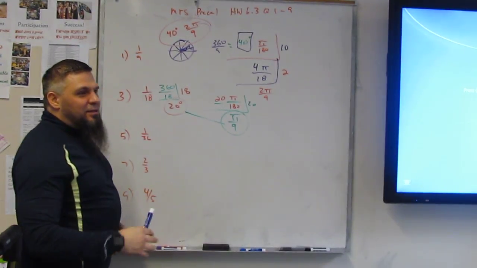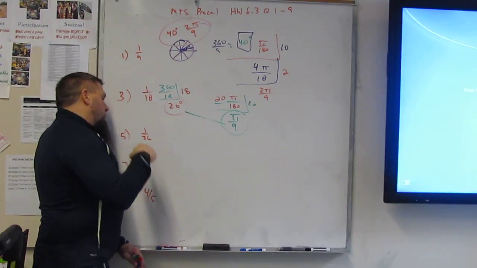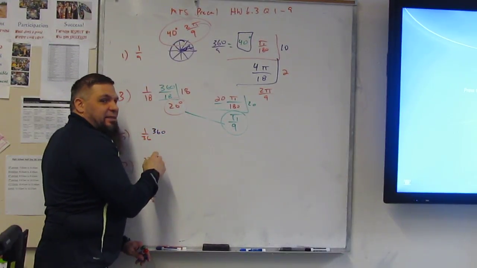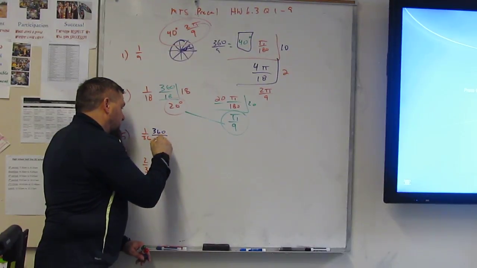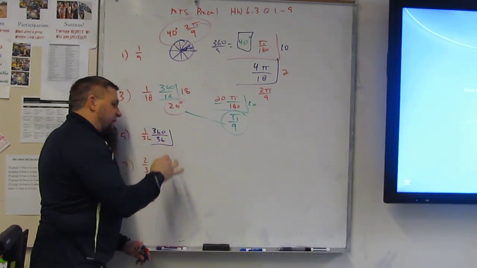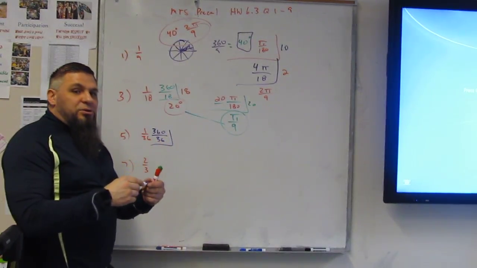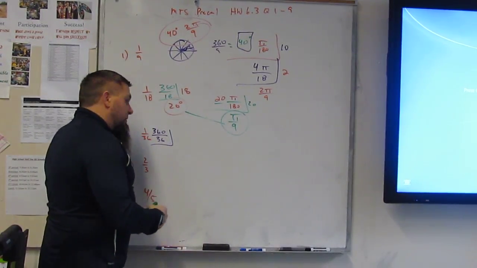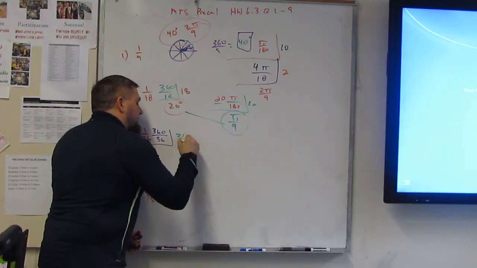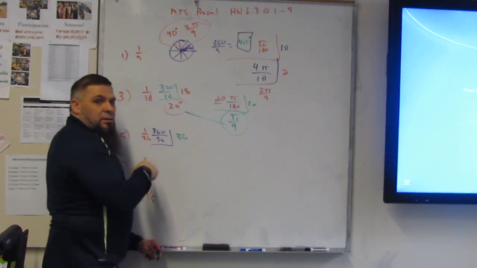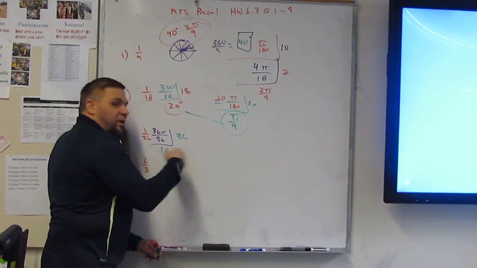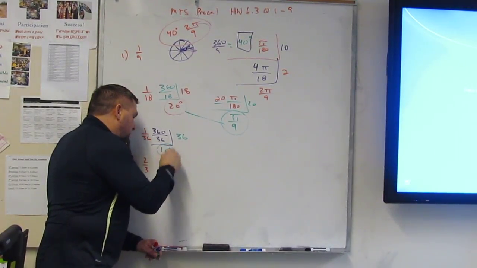Alright, ready? What are we going to do to this? Same thing. So 360 over 36. What goes into both 36 and 36? 36. How many times does it go in there? Once, and 10 and 1. So we're done.